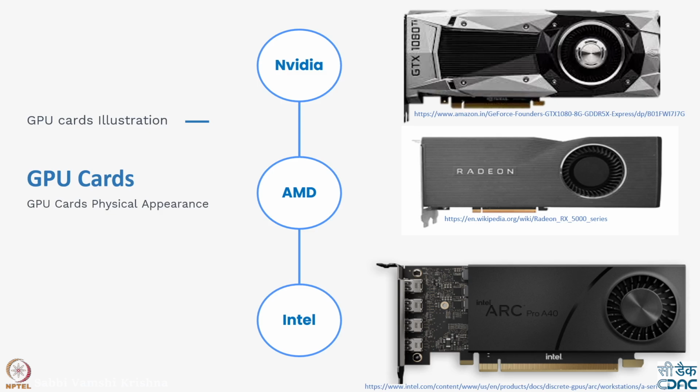Here I have given some illustrations of different GPUs from different vendors, which are widely used in scientific and engineering simulations. The first one is from Nvidia, the second one is from AMD, and the third one is from Intel. All these cards are placed on PCI slots, and each vendor might have provided their own vendor-specific links to connect GPU to GPU and GPU to CPU.